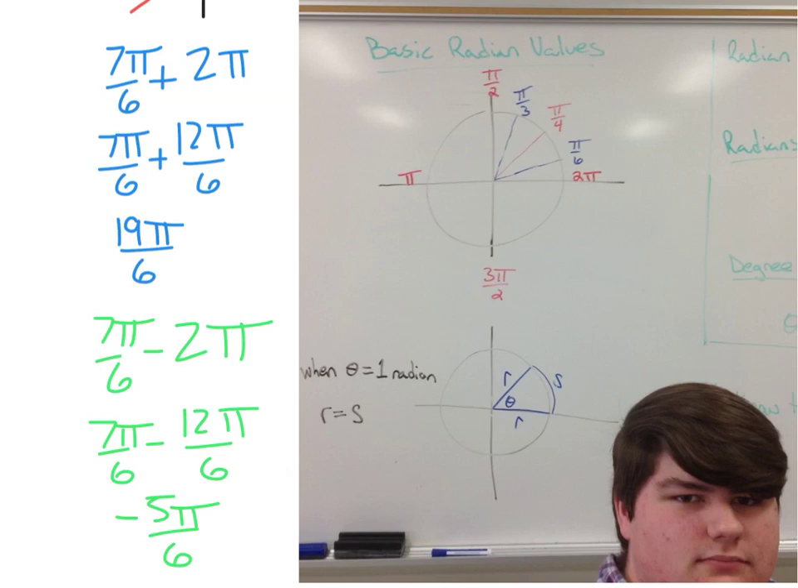And just like what Emily asked at the very beginning, if you subtract 2 pi away and you're looking for your negative one and you don't get a negative, then you have to subtract 2 pi again. Is that okay?